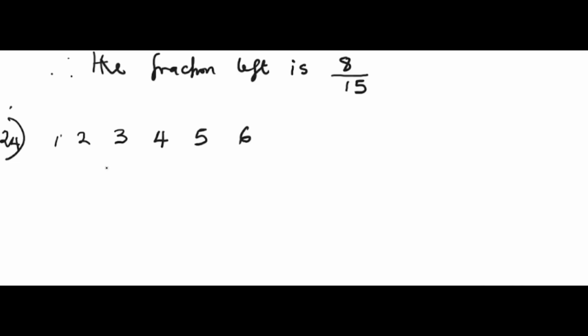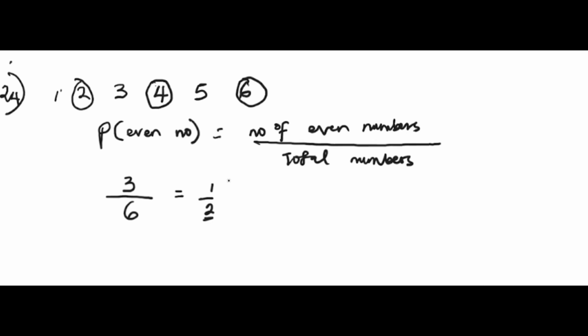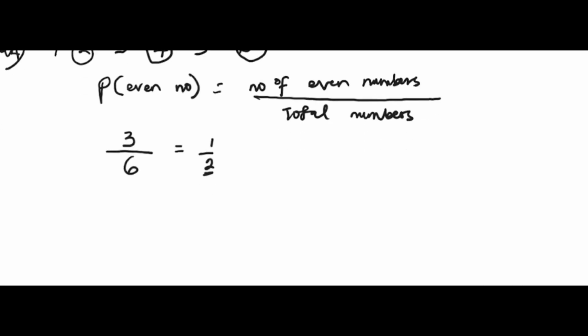Okay, now the probability of getting an even number, first of all, you ask yourself, how many even numbers are here? 2 is an even number, 4 is an even number, 6 is an even number. We have half as our answer. Alright, so we move to the next question, question number 25.